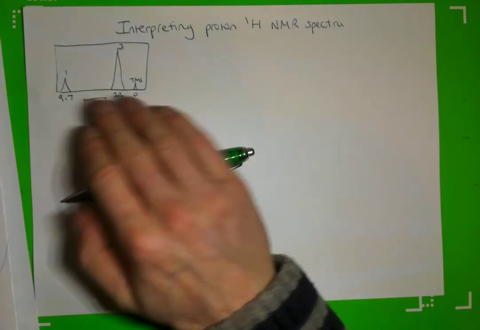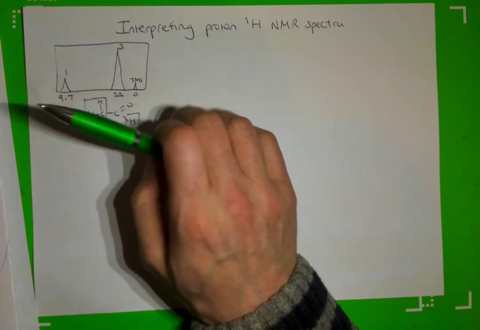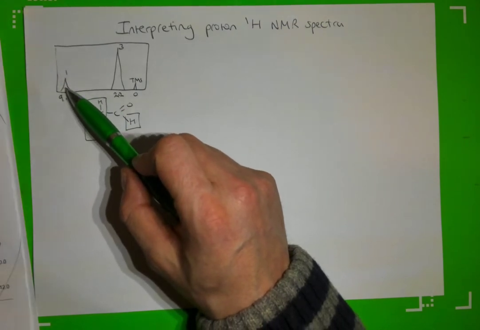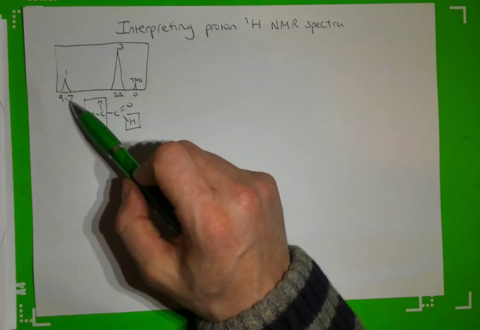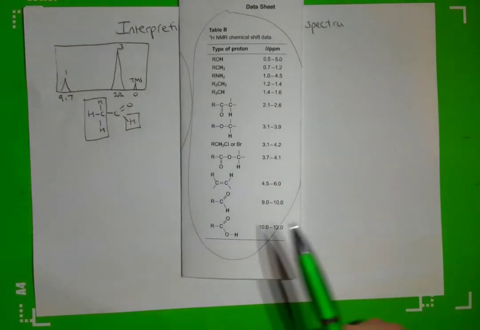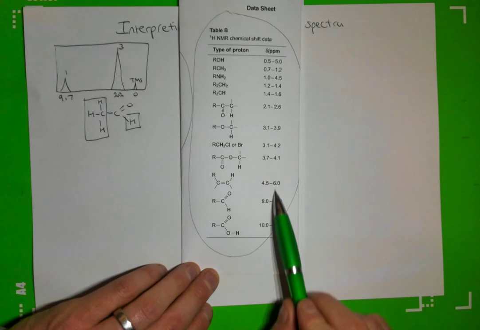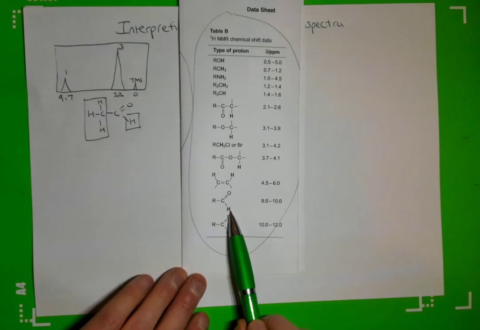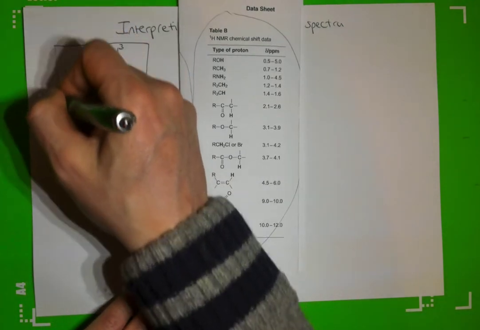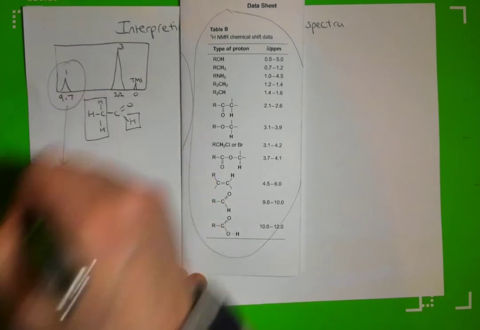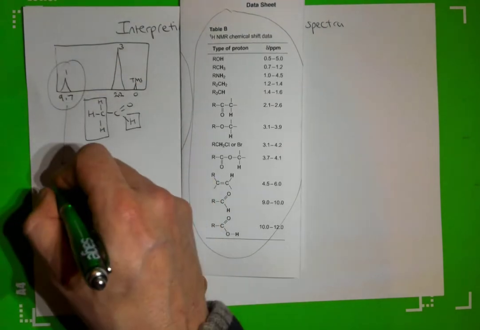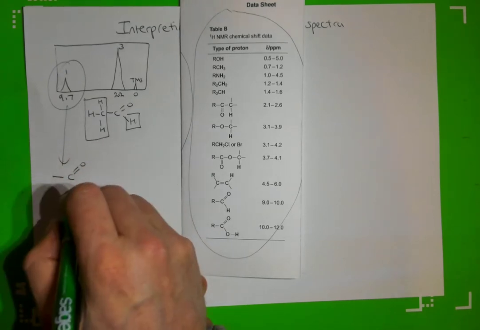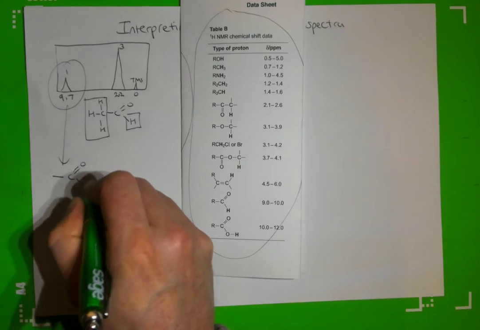Let's say we didn't know what the structure was at all. Now, we know that this environment here has got 1 hydrogen in it, and it's 9.7. So we take our data sheet, we look for 9.7, so it's going to be this structure here, and it's going to have 1 hydrogen in it. So you know that this one here is going to be that.